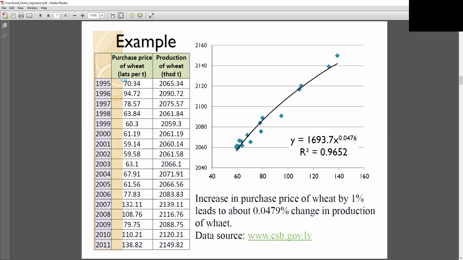So how to interpret this? In the case of linear, if it is y equal to a plus bx, we know how to interpret, right? But here we have to interpret in terms of percentage. An increase in the price of wheat by 1% leads to 0.0476 percentage change in the production of wheat. So if the model is double log, then we have to interpret in terms of percentage. Increase in the independent variable by 1% leads to an increase or decrease in the dependent variable by so and so percent. This is your interpretation.